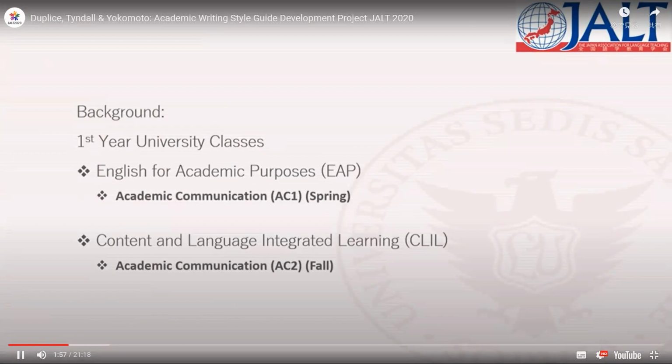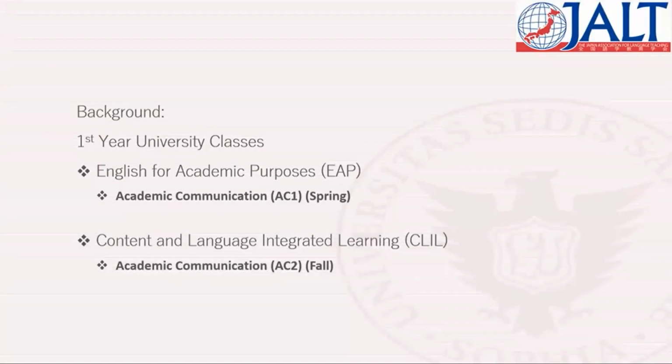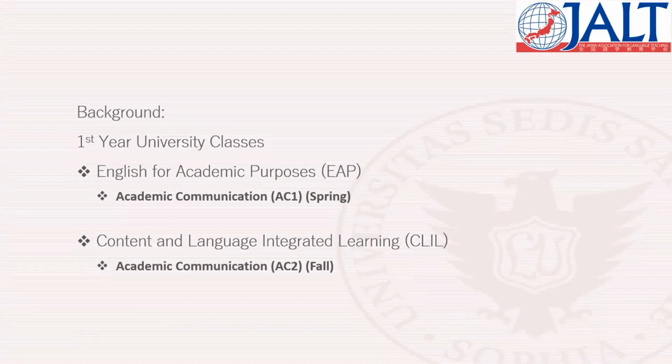Teaching first year university classes focused on English for academic purposes, known as Academic Communication, or AC1, in the spring semester. This class places a lot of emphasis on academic writing, as well as reading, listening, speaking, and presenting. This is a two-part program with the second semester in the fall, consisting of Academic Communication 2.